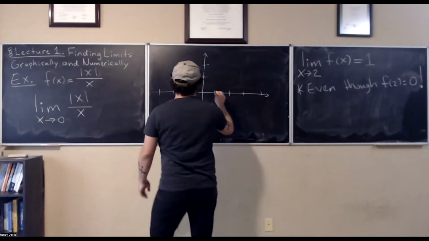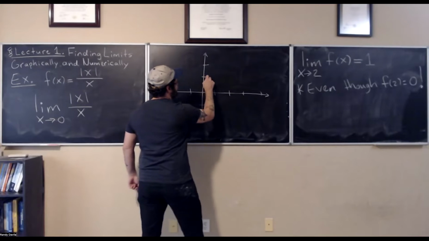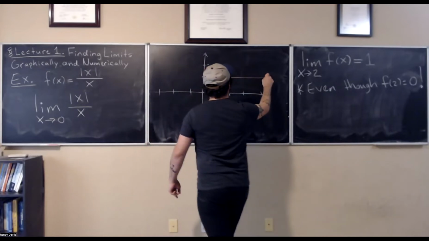We don't know what it is at 0, but we know that everything this way is just always going to be 1.